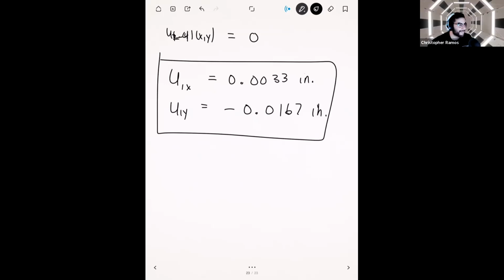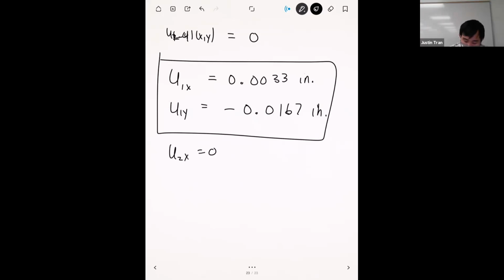Normally you would say that u2x is equal to 0, u2y is equal to 0, u3x is equal to 0, u3y is equal to 0. So don't do this. You should normally do this.